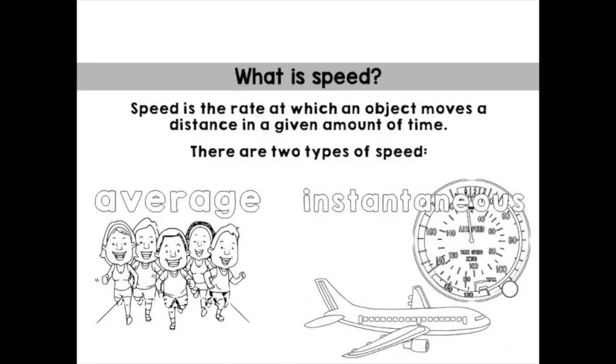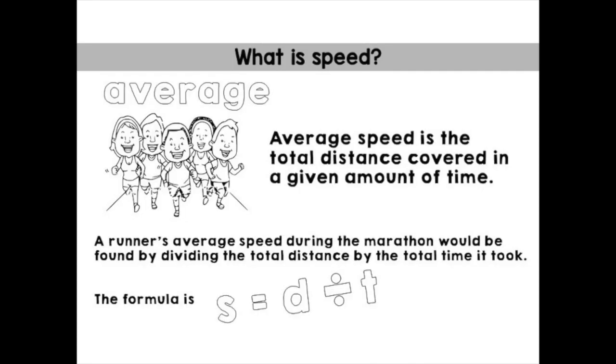So we do all of that to get to what is speed. Speed is the rate at which an object moves a distance in a given amount of time. There are two types of speed: average speed and instantaneous speed. And in 8th grade, we generally deal with average speed. Average speed is the total distance covered in a given amount of time. A runner's average speed during the marathon would be found by dividing the total distance by the total time it took to run the marathon. So speed equals distance divided by time.